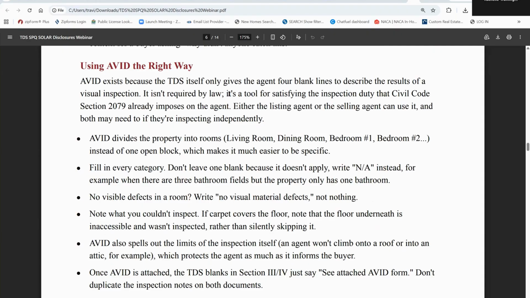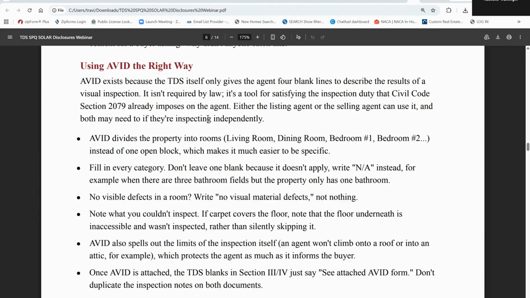So it isn't required by law. It's a tool for satisfying the inspection duty that Civil Code Section 2079 already imposes on the agent. When I say it isn't required by law, we're not saying the inspection requirement isn't required by law. An agent is required to inspect the property that they are transacting. The AVID is the preferred tool for disclosing this. Could you use other forms? Yes, you could, but you should use the CAR forms that have been drafted by attorneys and run against the law and everything like that.